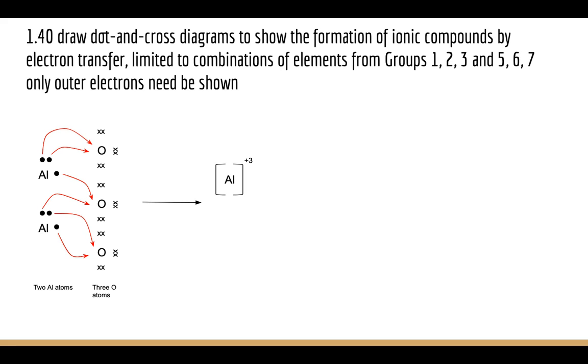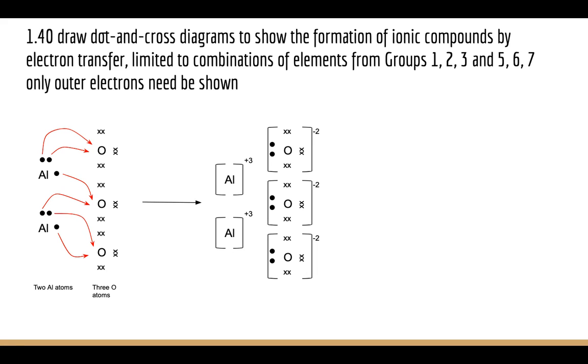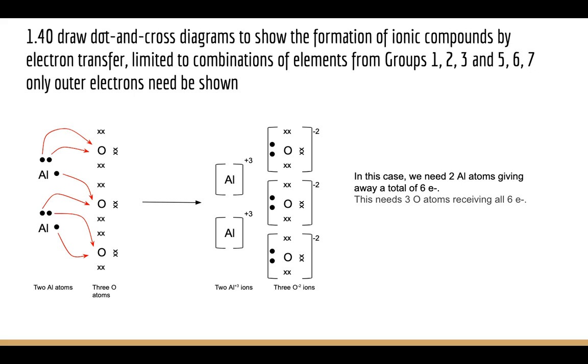Aluminium has got rid of 3 electrons, so it has a 3+ charge. And of course, we've got 2 aluminiums. Each oxygen receives 2 electrons from aluminium. So we end up having 2 Al3+ ions and 3 O2- ions. In this case, we need 2 aluminiums giving away a total of 6 electrons, 3 oxygens receiving a total of 6 electrons. That's why the formula of aluminium oxide is Al2O3. Hopefully that all makes sense to you.